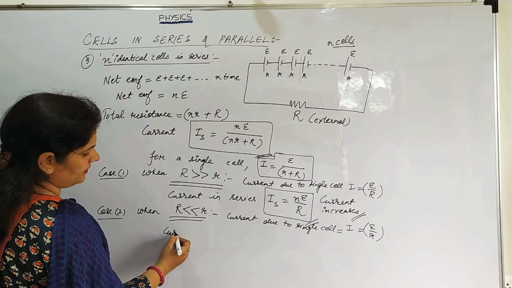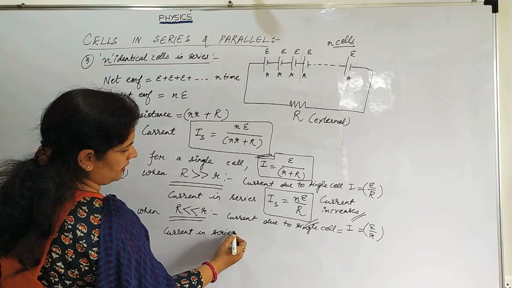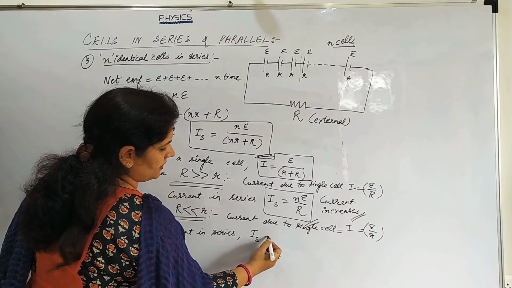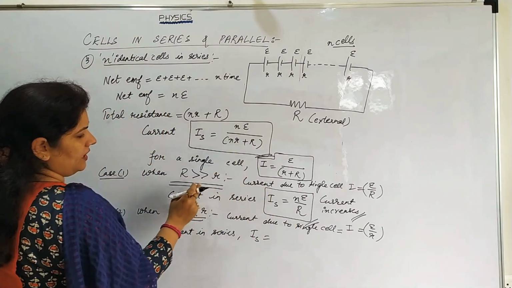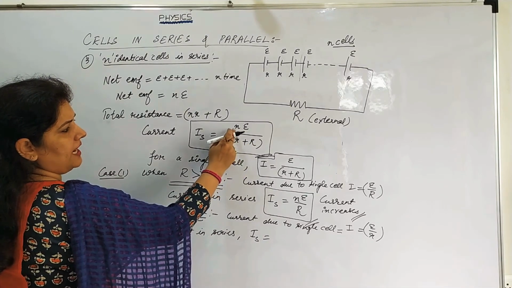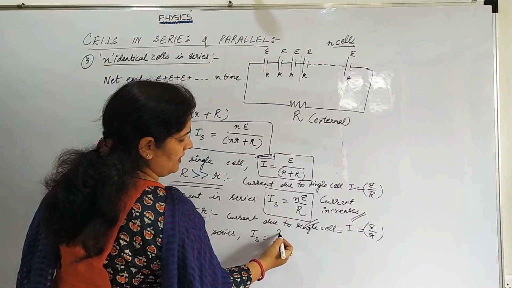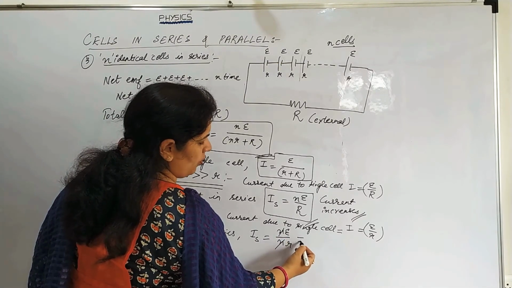And the current in series, IS, becomes, see what was IS? NE upon nr plus R. Now look, capital R could be ignored. So what remains? NE upon nr. What gets cancelled out? n. What is the current now?